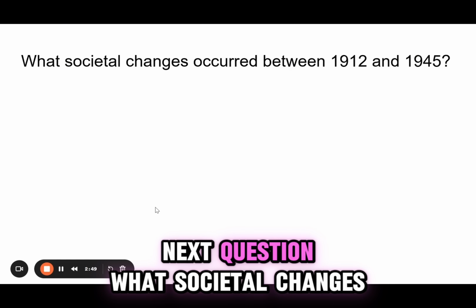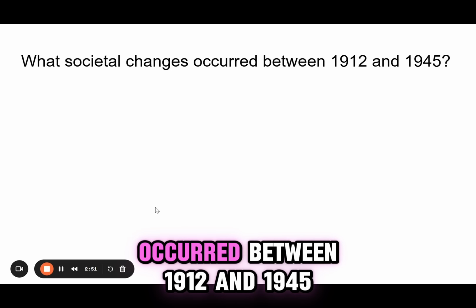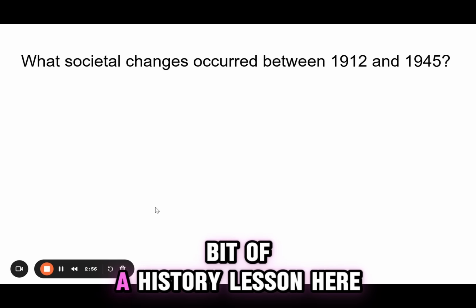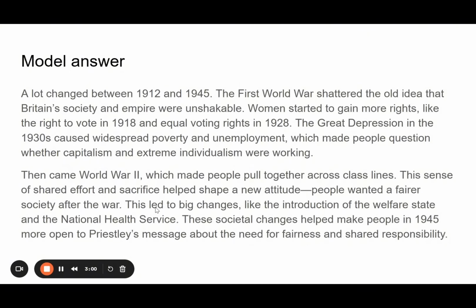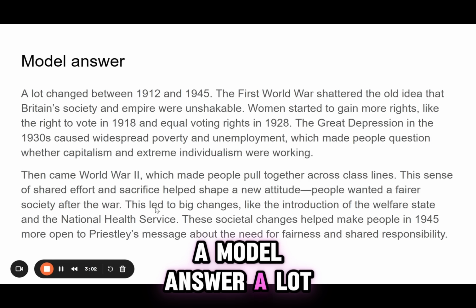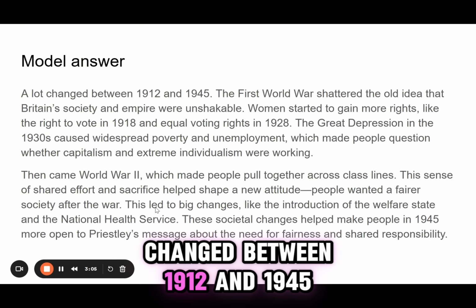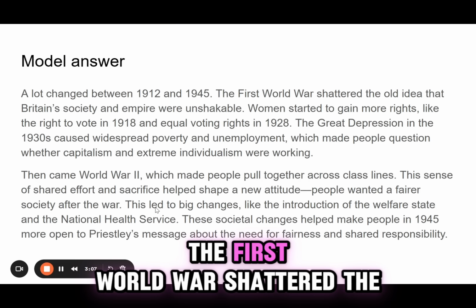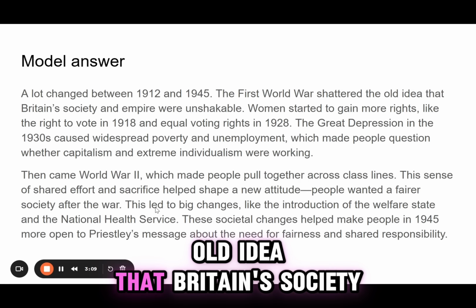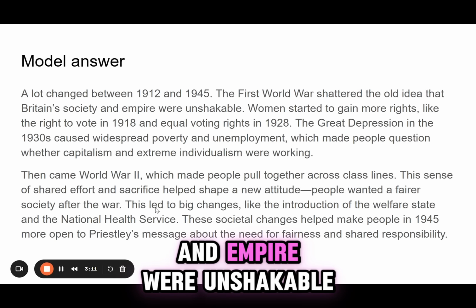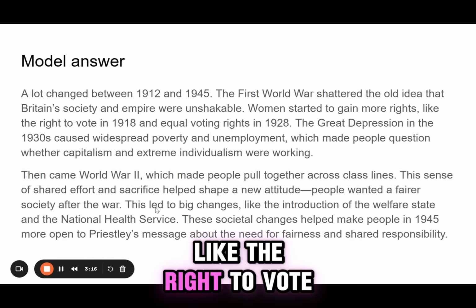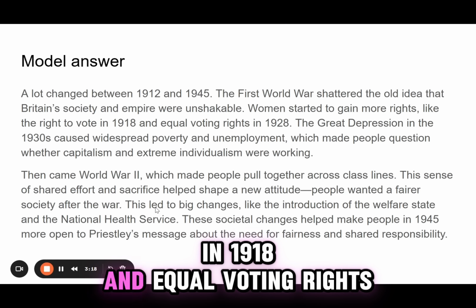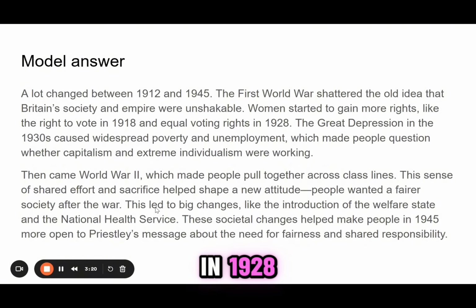Next question. What societal changes occurred between 1912 and 1945? Bit of a history lesson here. A model answer. A lot changed between 1912 and 1945. The First World War shattered the old idea that Britain's society and empire were unshakable. Women started to gain more rights, like the right to vote in 1918 and equal voting rights in 1928.